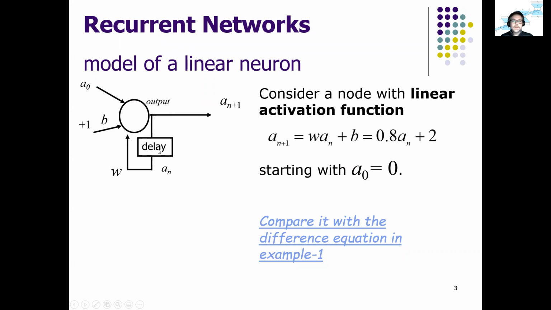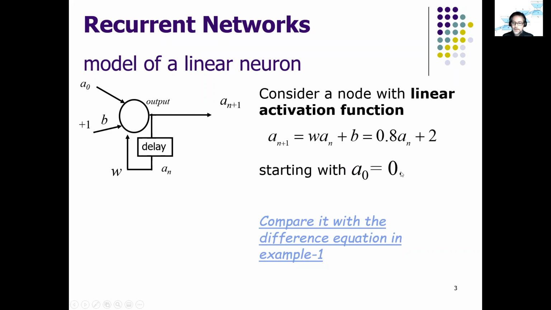So this delay element allows the node to remember the previous state. The current state is called n+1, and the previous state is n, and the state is multiplied with a weight. The operation of this simple linear node with recurrent connection can be expressed by this equation. So the state of the node is the previous state times a weight plus some bias. And we have to specify the starting point, and in this case, the initial state, the state of the node at n equals 0, is 0.